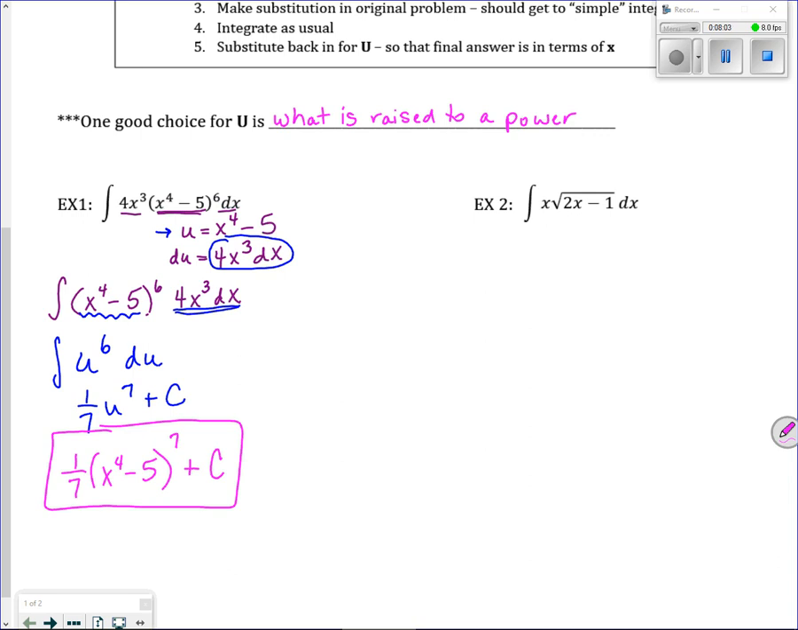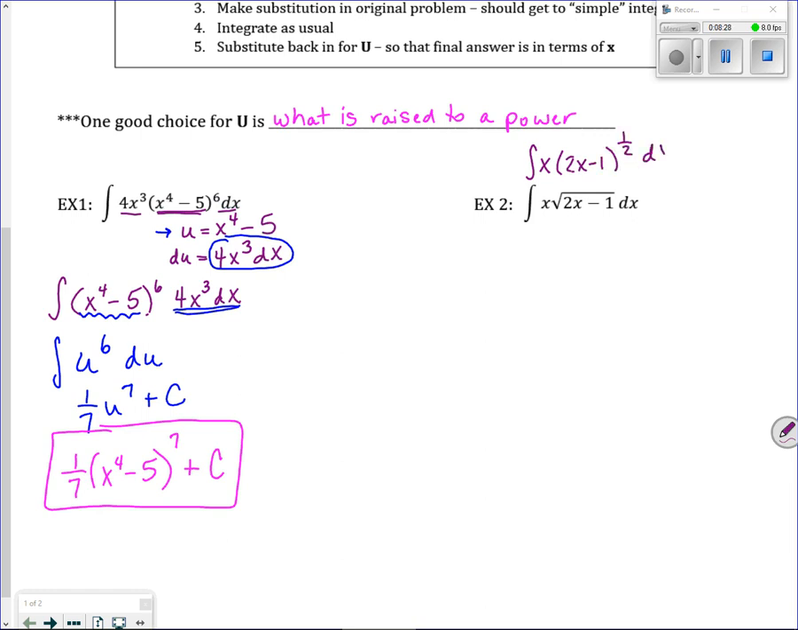Now let's look at example 2. And I want you to see the difference in example 2 and example 1, because example 2 is a little more involved. Let's check this one out. Okay, I have x times the square root of that, and you know that I could write that as x times 2x minus 1 to the 1/2.